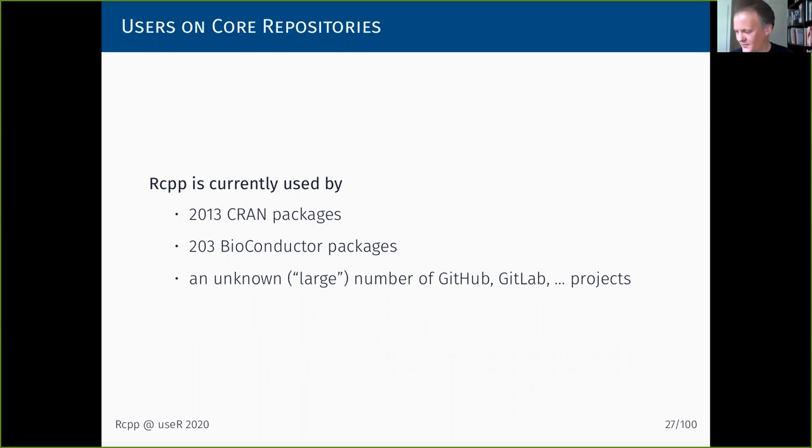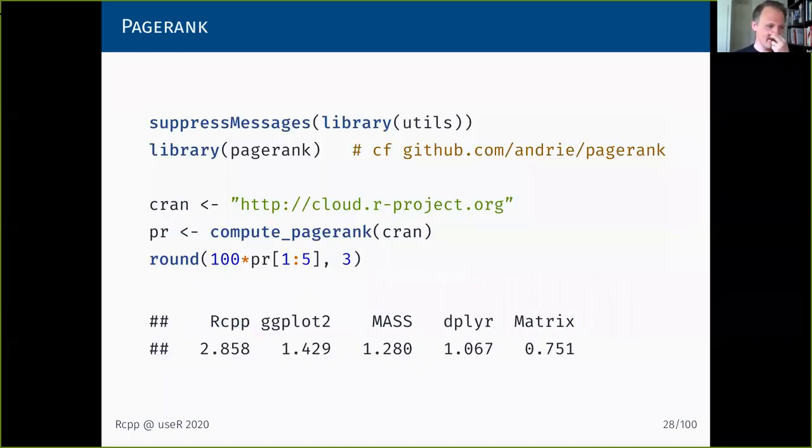And of course, whenever CRAN admits things, these numbers change a little. So I think as of this morning, it's 2014. Bioconductor is somewhere between 2003 and 2005. It differs a little whether you look at Bioconductor release or devel. And there's a hard to know or unknown number of projects on GitHub, GitLab, other places, closed source projects at work, what have you. So it's pretty widely used.